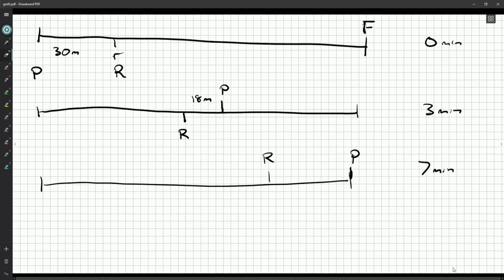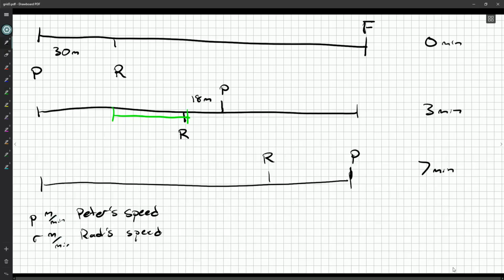So, I don't really need this P and little r here. I'm actually going to use them for P meters per second, which is going to be Peter's speed, and R meters per second, Rad's speed. Okay, so how far has Rad gone? It takes Rad 3 minutes to go this distance. Maybe I should be saying meters per minute because everything's measured in minutes. It would make more sense to match things up.